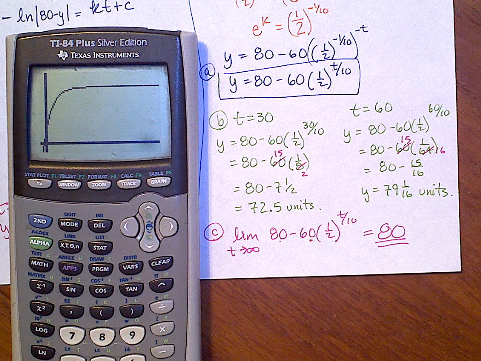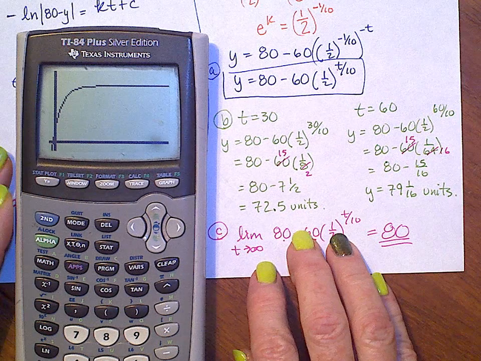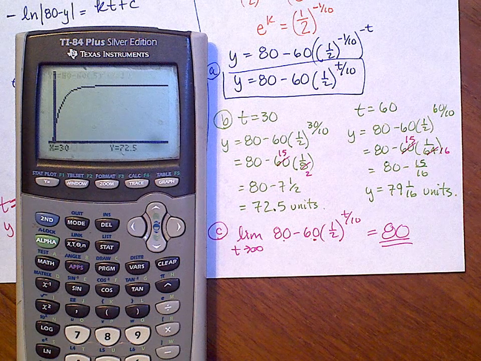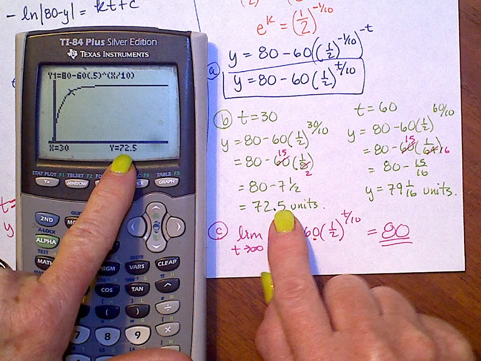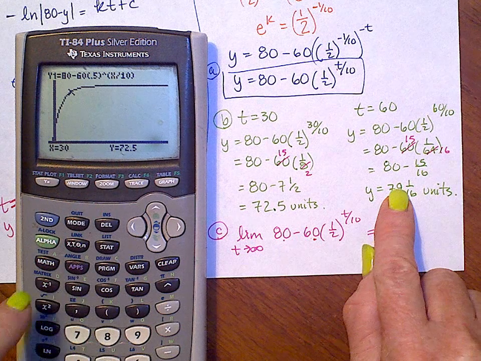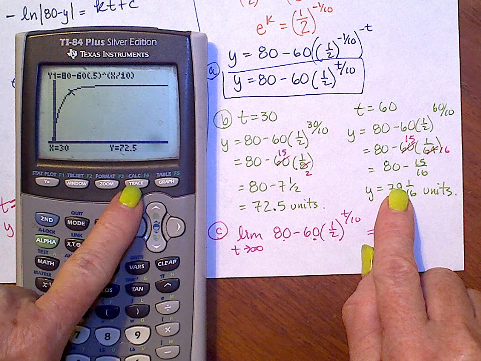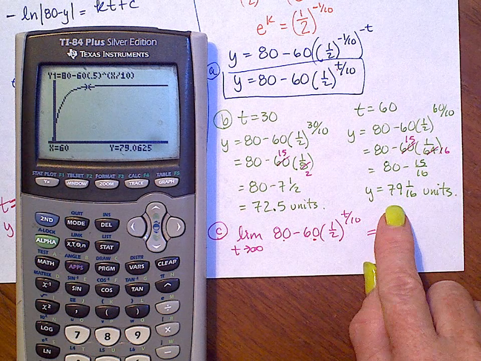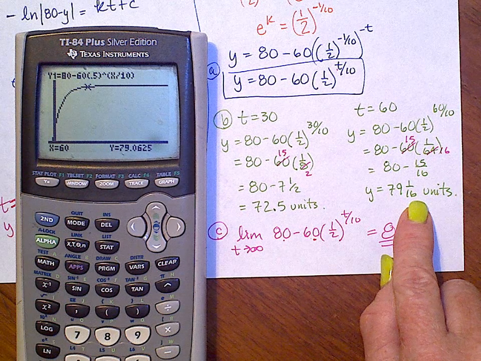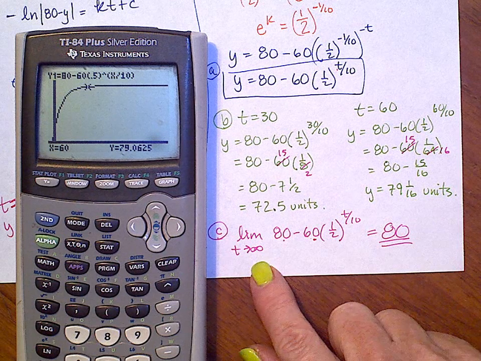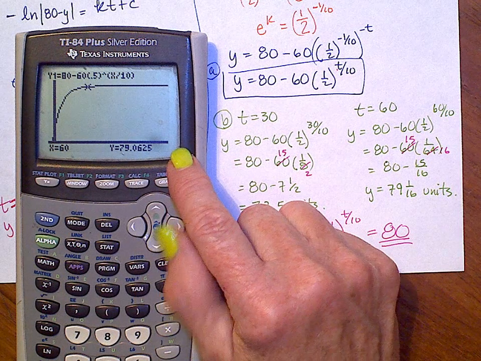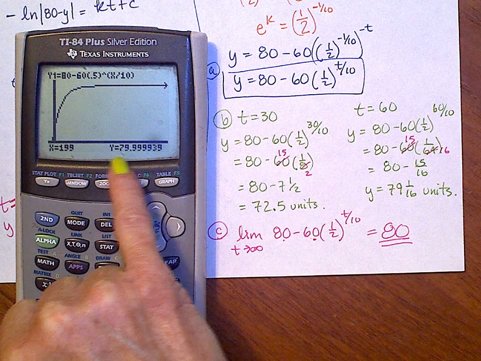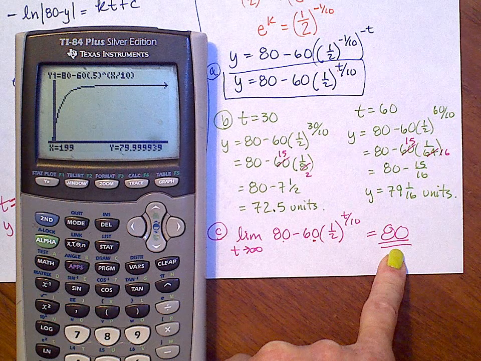All right, let's just quickly confirm our answers from part B. So let's do a value at 30, and there we go, 72.5 right here. I want to check 60. You don't have to do second calc value again. You can just type the 60 right off the bat, and there it is, 79.0625. All right, now we can't go to infinity, but our window was set all the way out here at 200 days. Let's check 199 days and look how many units he's making. So that upper limit of 80 truly makes sense.